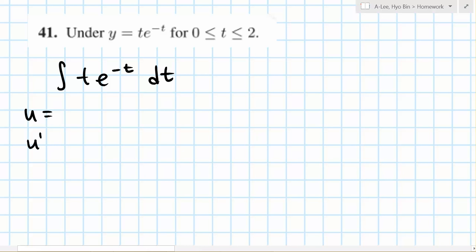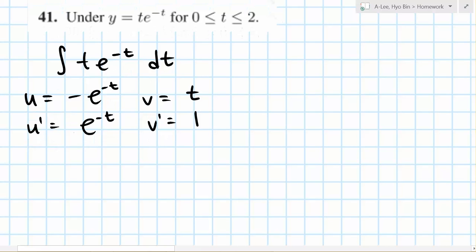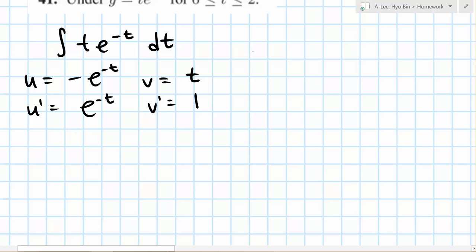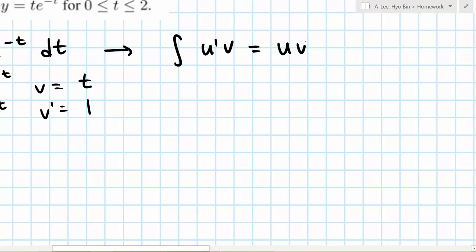So I'll do u prime, v prime, and I'll set my v as t because if I take a derivative of t, that will just be 1, and that makes it simple, and therefore I will have to choose e to the negative t right here, so that this will have to be negative e to the negative t, so that when the negative is taken from the negative t, it will become positive when you take the derivative of it. So right here is the same thing as integral of u prime v, which is the same thing as uv minus integral of uv prime.